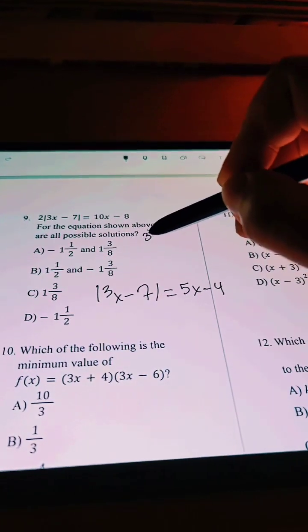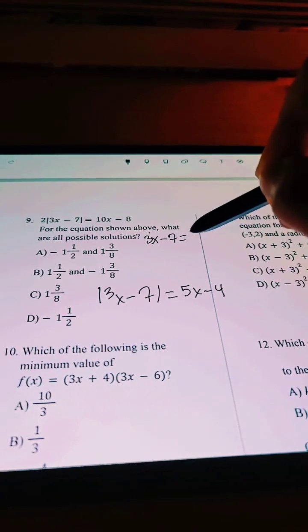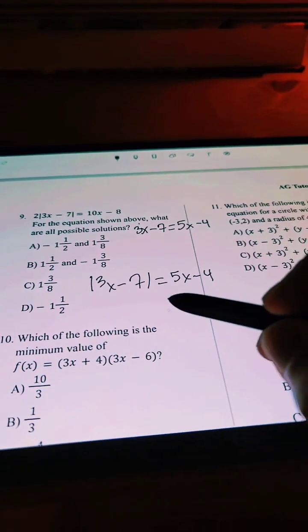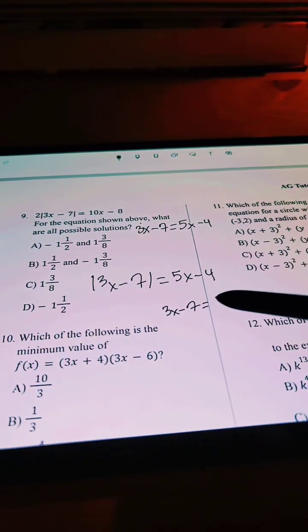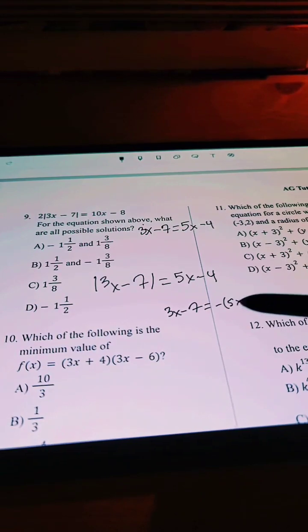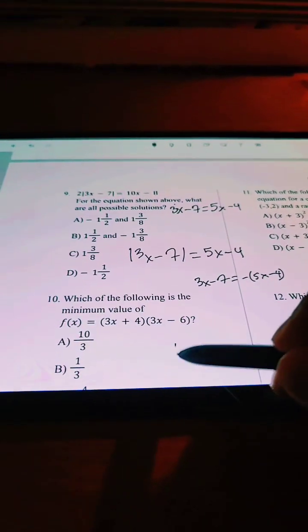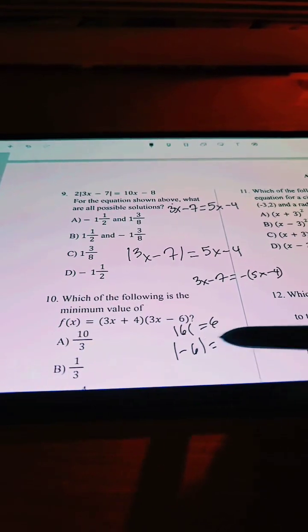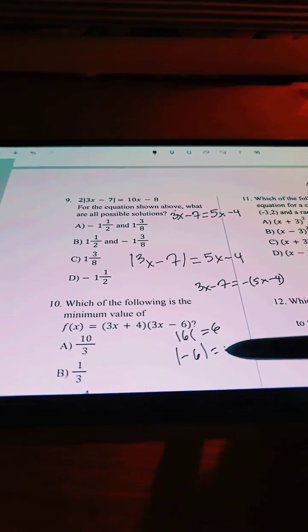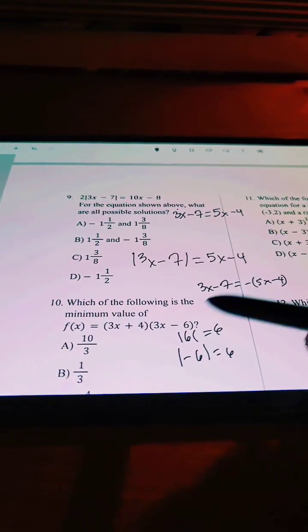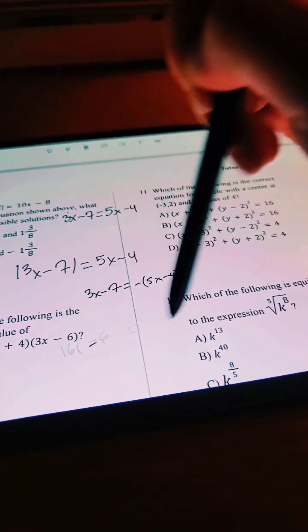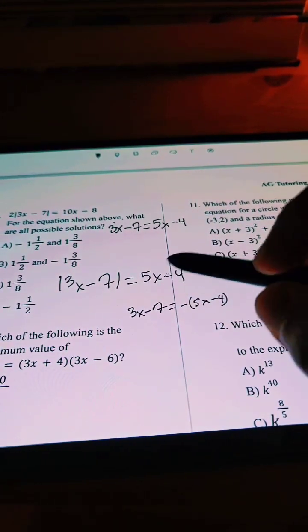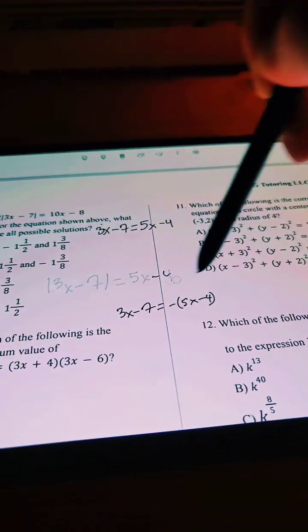So we're going to first say, okay, 3x minus 7 can equal the positive version of 5x minus 4, or we can get that it equals the negative version of 5x minus 4. Because think about it, if you have the absolute value of something like 6, that equals positive 6, it could also be the absolute value of negative 6 equals positive 6. You could have the negative version or the positive version. So we're going to say, okay, it's equal to the positive or the negative version.